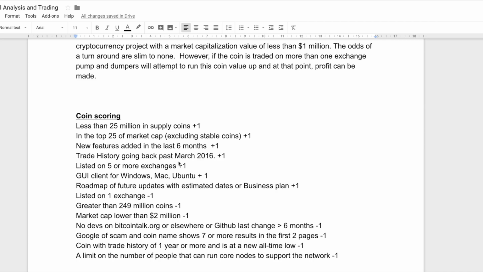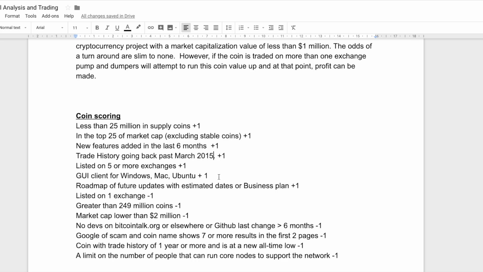Trade history going back past 2016. That's a must if you ask me, because then it shows that the coin has gone through some ups and downs at least once, and I think, you know what, I want to change that. I really do, because 2 years is not enough. I want to go 2015. Sorry, that wipes out a lot of your coins out there.